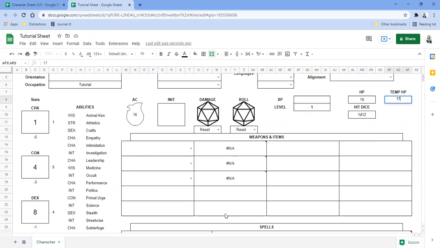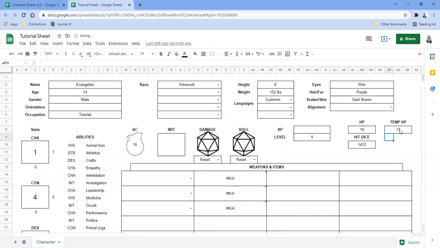So it's going to be math. This is just temporary. This is what you usually have. You're in battle. Temporarily, for now, you have 17 health. And if you're not good at doing math, there is a little formula you'll have to do. You'll have to do equals 19 minus, you've got 2 damage, 17.